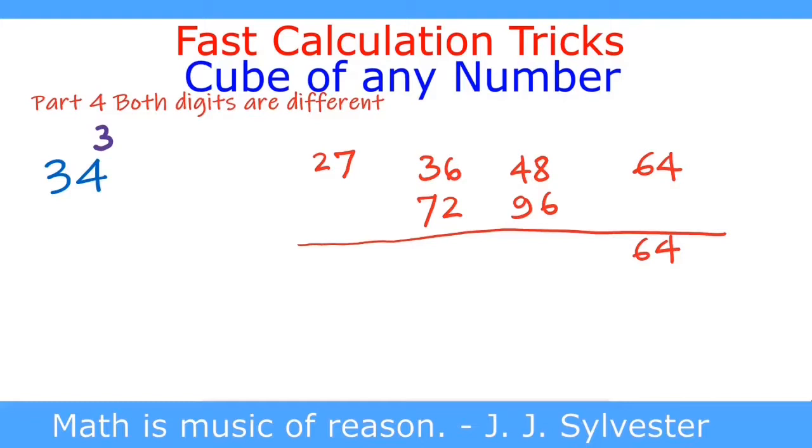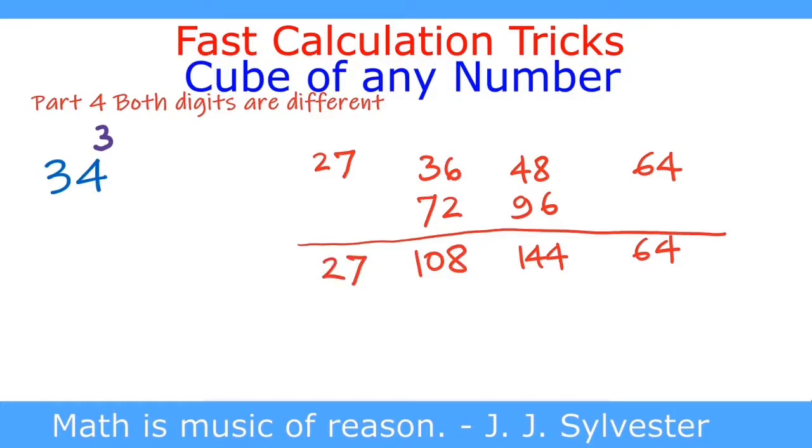We write 64 as it is. 48 plus 96 is 144. We write 144. And 36 plus 72 is 108. We write 108. And we write 27 as it is.